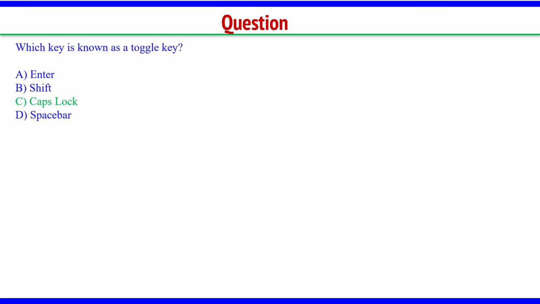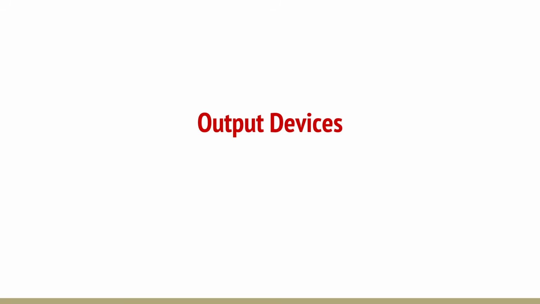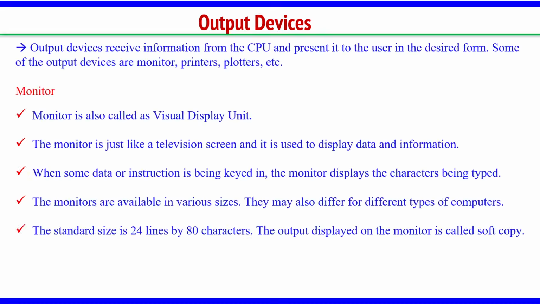So the next concept is output devices, right. So what are the output devices? Output devices receive information from the CPU and present it to the user in desired form. Input is given to the CPU, and that CPU does the processing. After it does the processing, CPU gives the output, the result, to the output devices. Some of the output devices include monitor, printer, plotters, etc.